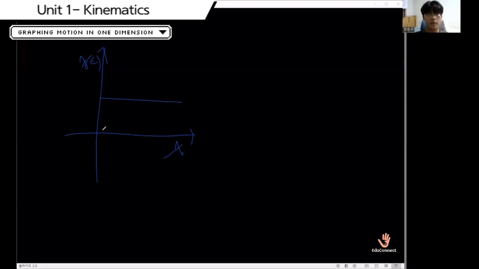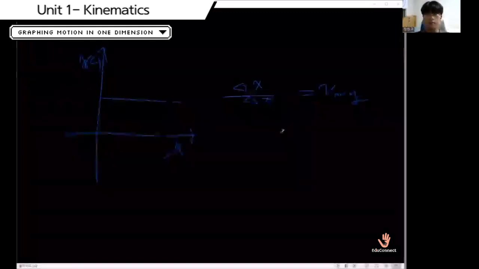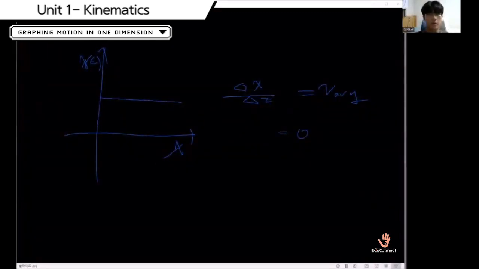The slope of the curve on the position time graph gives us the change in position per change in time. That fits our definition of average velocity. Since the slope of the position time curve is 0, we note that the average velocity is also 0. Our velocity time graph is therefore a flat line emanating from the origin.